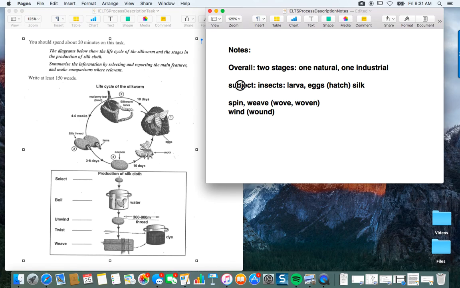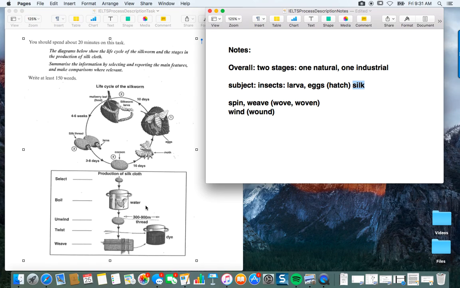Now, the tough part is subject. It is probably a good idea if you're taking the academic exam, when you're preparing, to remind yourself: study a little bit about insects. What are these key words? Larva is a key word. That's this little guy here. As you can see, luckily, they give you the word. But also, they've got that word egg. Now, you should probably know, what do eggs do? Well, they hatch. So again, another key word to be aware of. All right. Also, they've got silk here. That's very important. Now, a couple of good pieces of vocabulary, right?